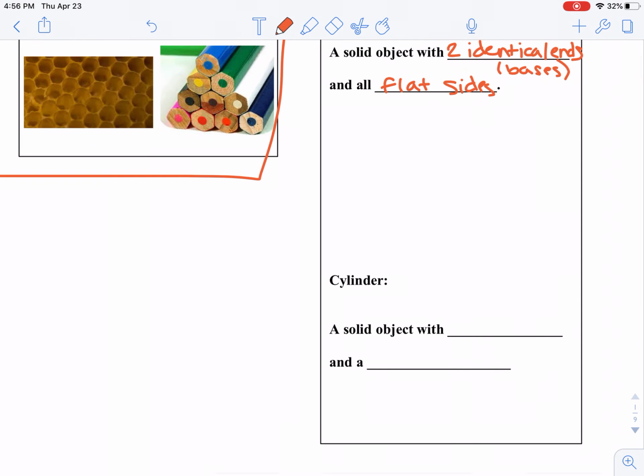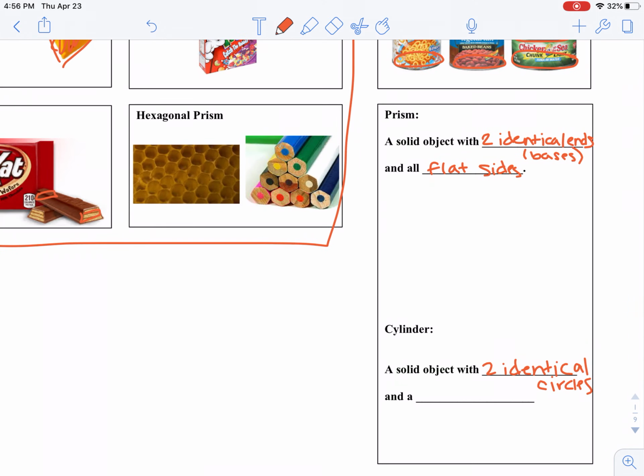So a solid object with two identical circles. And then the difference here between a prism and a cylinder is that a cylinder is going to have a curved side. So whereas a prism has all flat sides, the cylinder's side is curved. Okay?